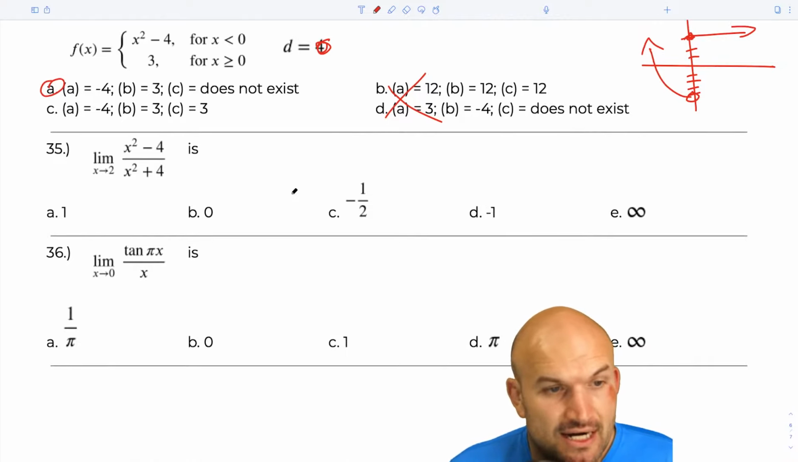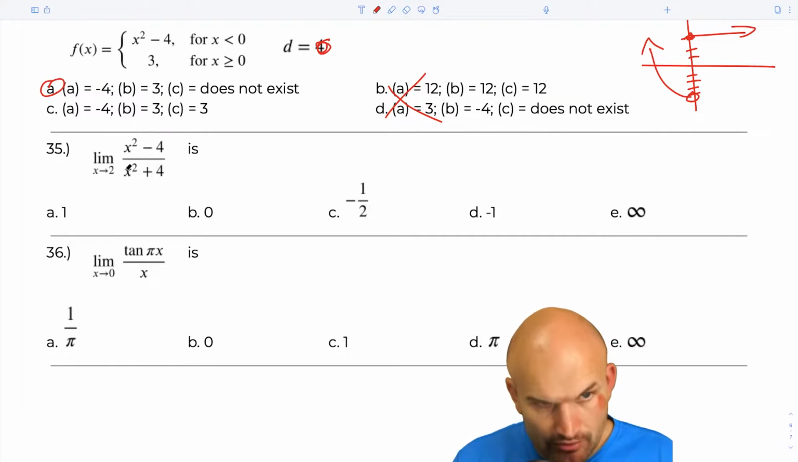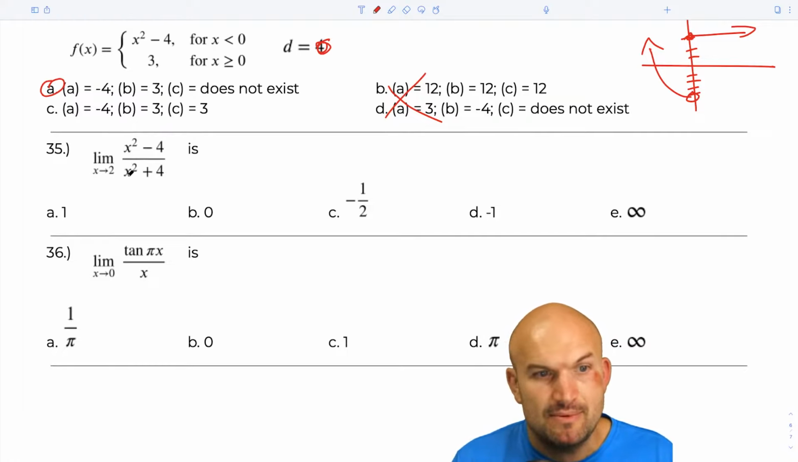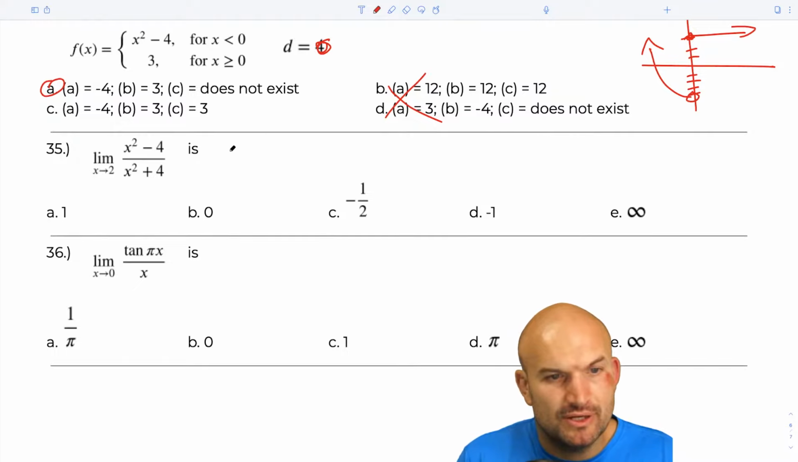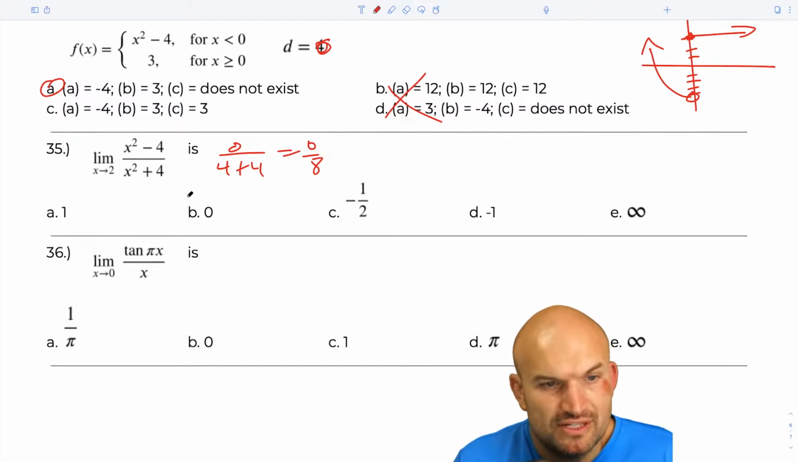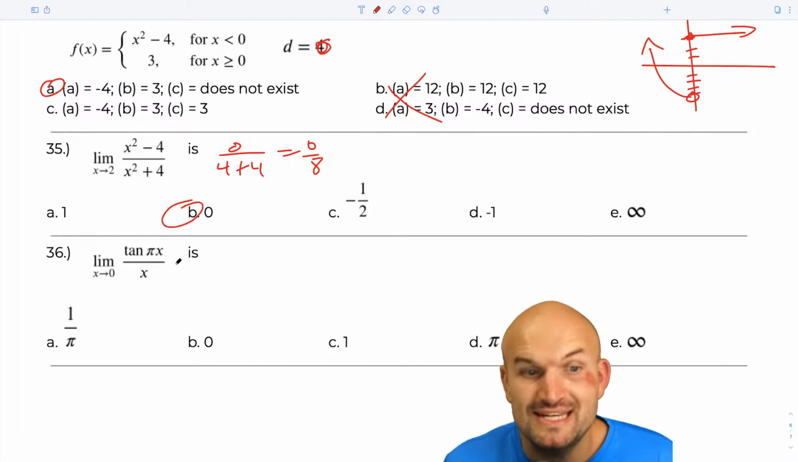Question number 35. The limit as x approaches 2. Well, you plug in 2. That's no problem with the denominator, right? And when you plug in the numerator, in this case you get 4 plus 4, which is 0 over 8. But again, who cares? 0 over 8 is perfectly fine. That's going to be 0.